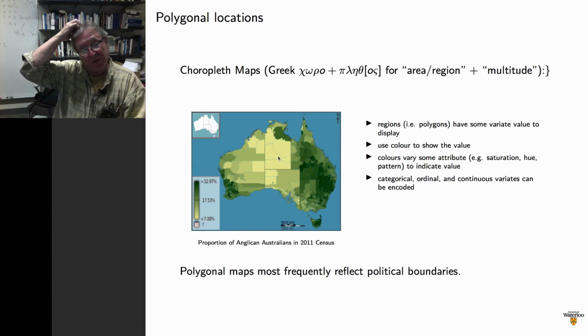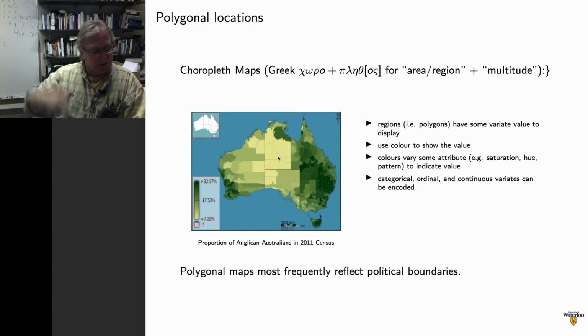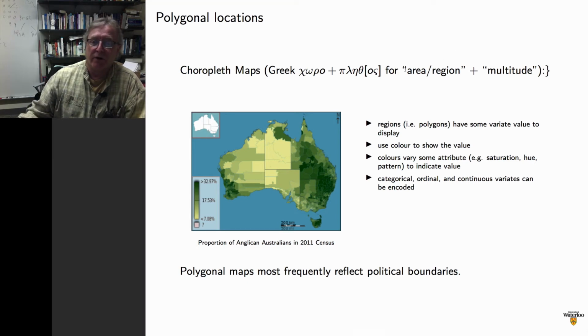Another way of looking at location is with polygons, and these kinds of maps are called choropleth maps, which is derived from the Greek for area, region, multitude. And what we have here are polygons. These polygons represent political boundaries in Australia now. And this particular data set, what we're doing is encoding with a single hue, so this greenish hue, going from very light green, yellow to very dark green, encoding in each one of these political regions what the proportion of Anglican Australians are in their 2011 census.